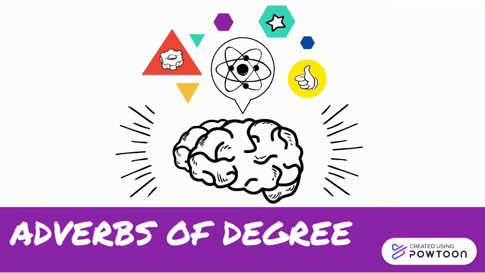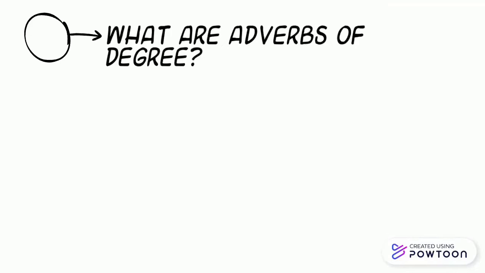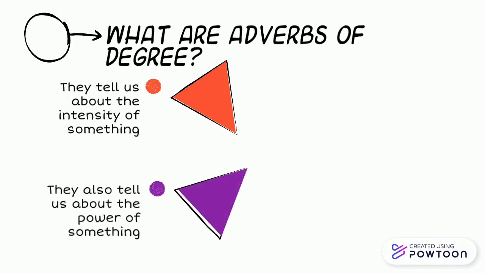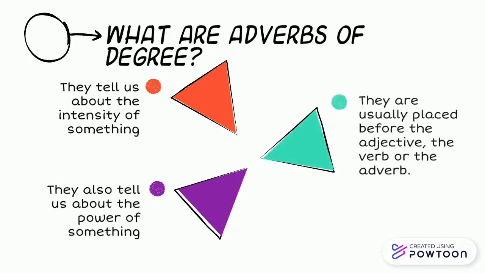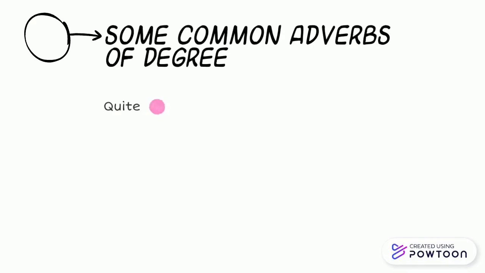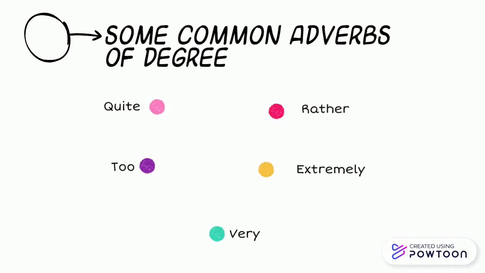Adverbs of degree. What are adverbs of degree? Adverbs of degree tell us about the intensity of something. They also tell us about the power of something. They are usually placed before the adjective, the verb, or the adverb. Let's take a look at some common adverbs of degree: quite, too, very, extremely, rather, almost, and many more.